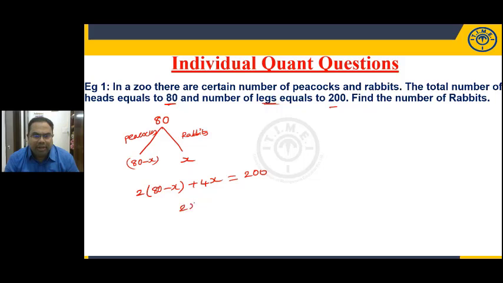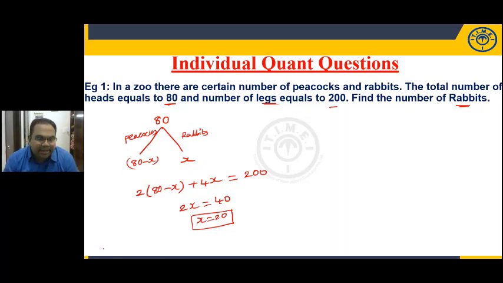So 2x is equal to 200 minus 160, which is 40. x is equal to 20. Correct. Sorry, how many rabbits are there? 20 rabbits. Each rabbit has 4 legs. So based on that, the number of rabbits is 20. Correct answer.